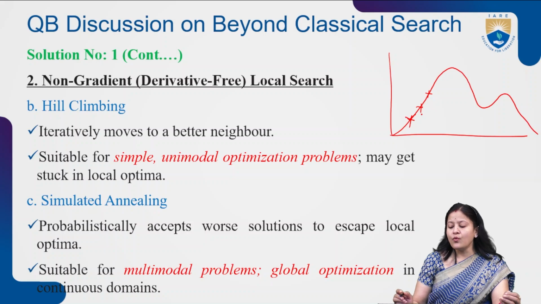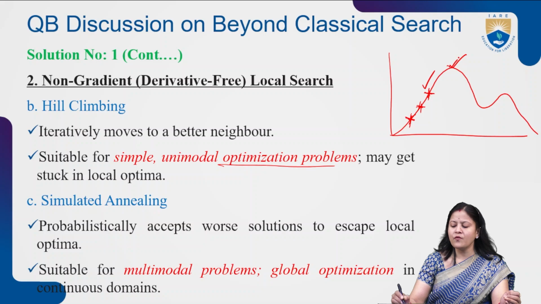This process continues until no further improvement is found. The solution is calculated for the neighboring solution, and whenever the neighboring solution is better than the previous solution, the neighboring solution is considered the current solution, and this process continues until no further solution is found. So basically it is suitable for simple unimodal problems. Simple means when the space has only one peak point or one curve, the space may be very linear, which is differentiable, and a unimodal optimization problem.